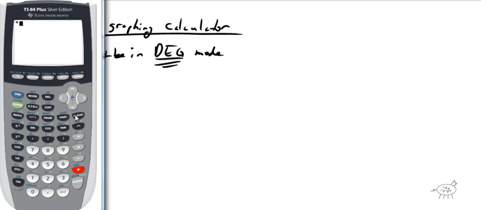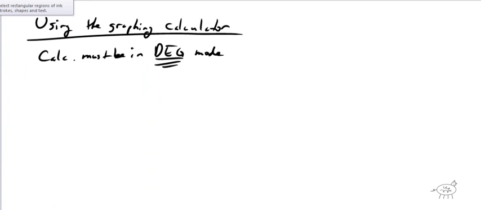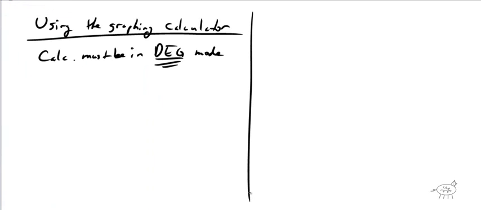So let's do a couple of problems here. There are really two kinds of problems. You're given an angle and you need to find the ratio, or you're given the ratio and you have to find the angle. We have sine of 78 degrees 52 minutes.